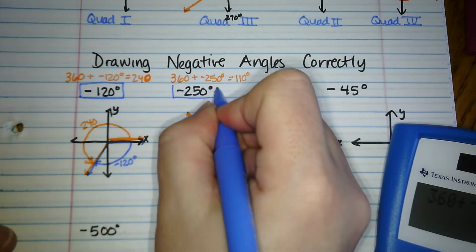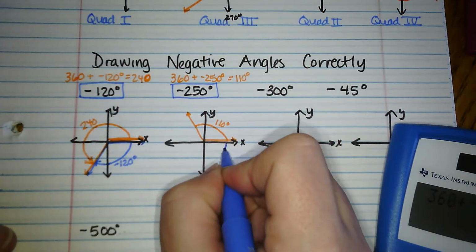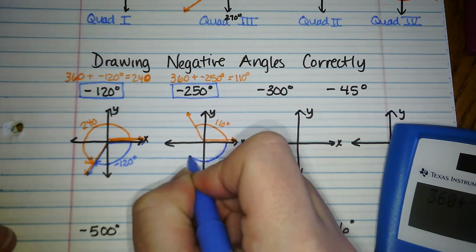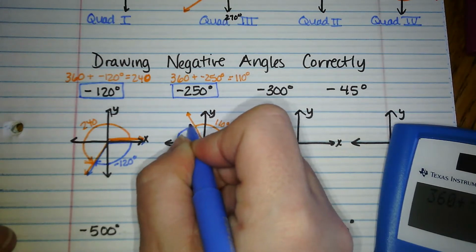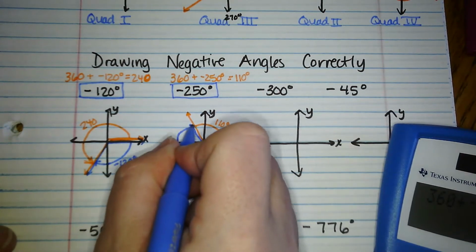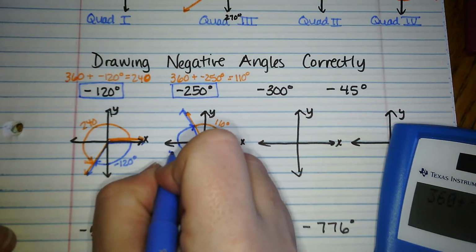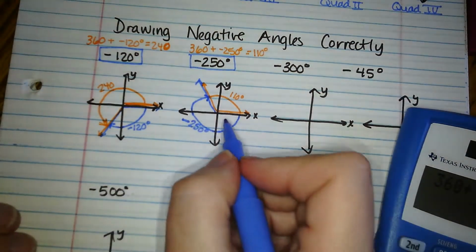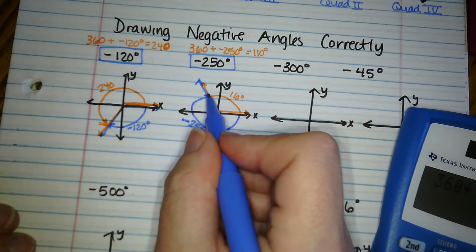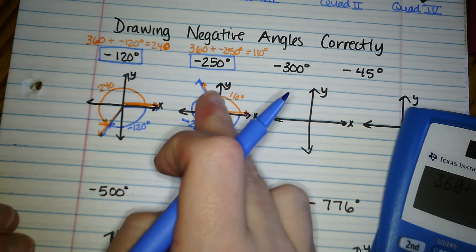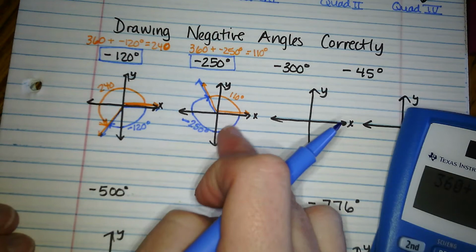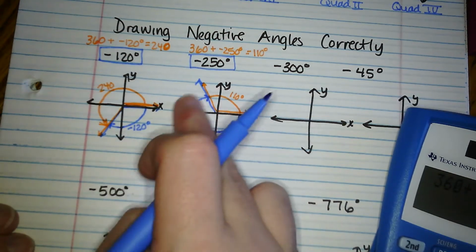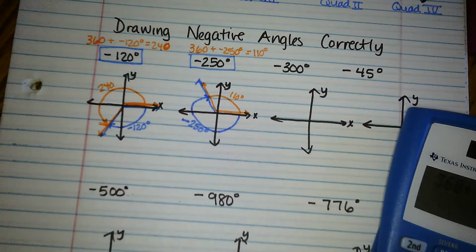Here is my negative 250. I have to go past 90, past 180, and almost to 270. This is a negative 250 degree angle. So this one wraps all the way around to here. So this 110 positive and this negative 250 is going to add up to my total rotation of 360 degrees.